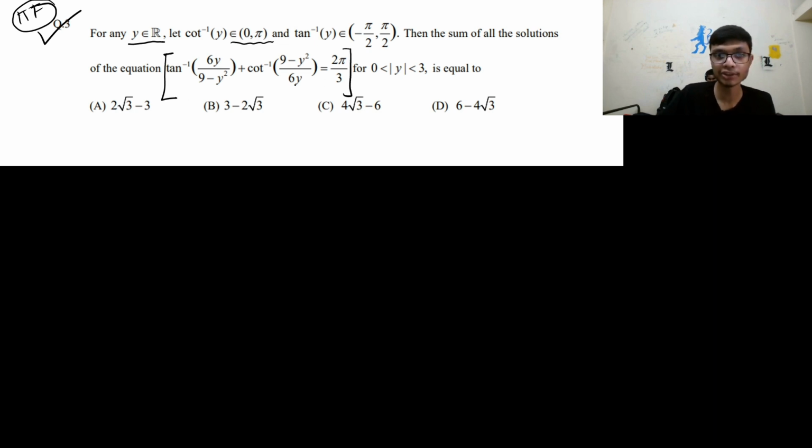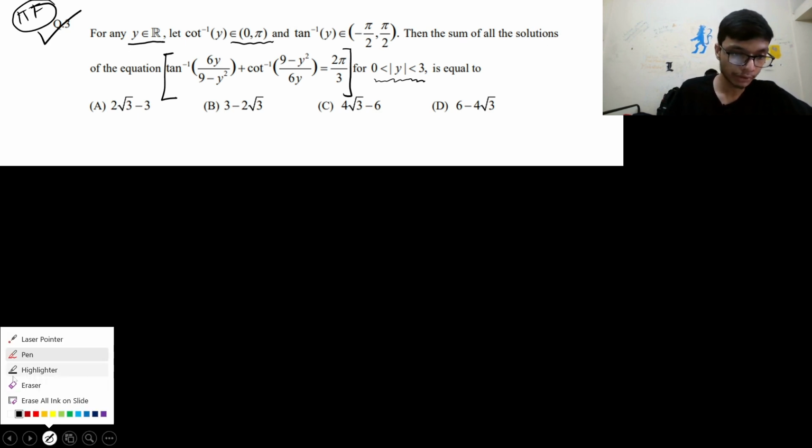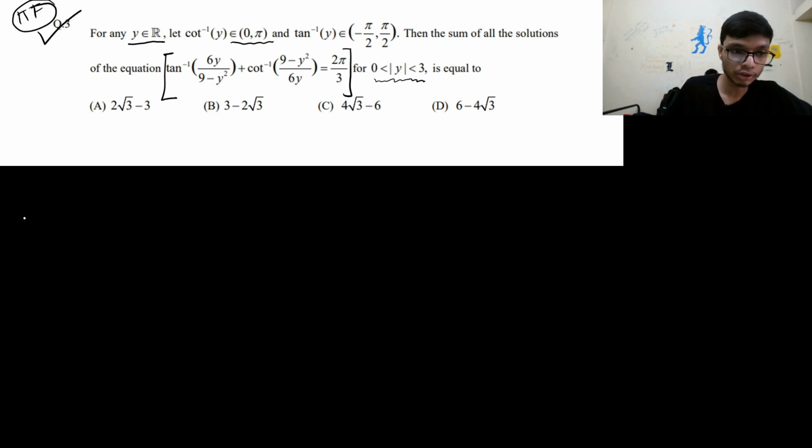So we have an ITF equation, that is tan inverse of some quantity plus cot inverse of a quantity is equal to 2 pi by 3. Now the value of y is given as mod of y is less than 3. We have to find all the values of y, and then take the sum of all the values of y. So how will you approach this question? Before talking on this question, you must understand all the properties of ITF. So let us move forward and solve.